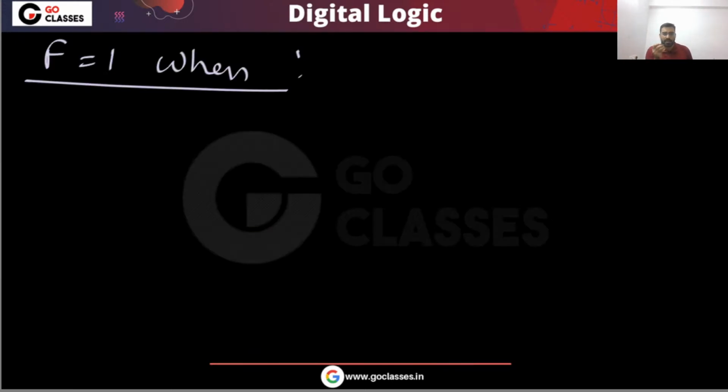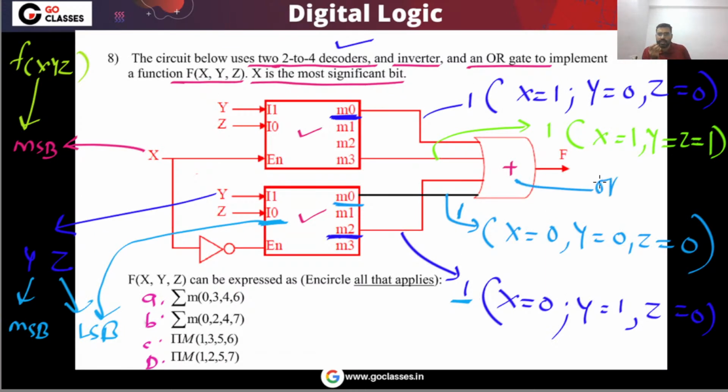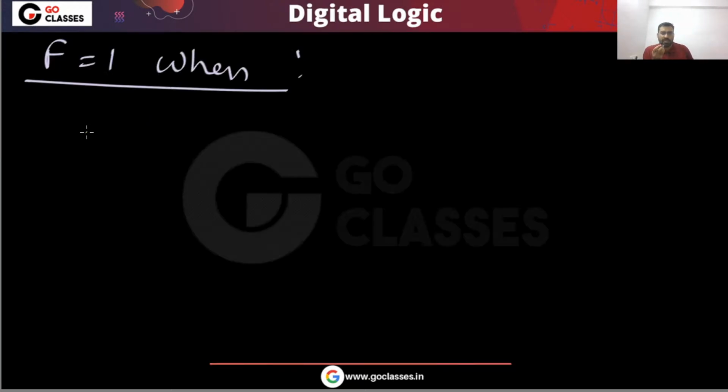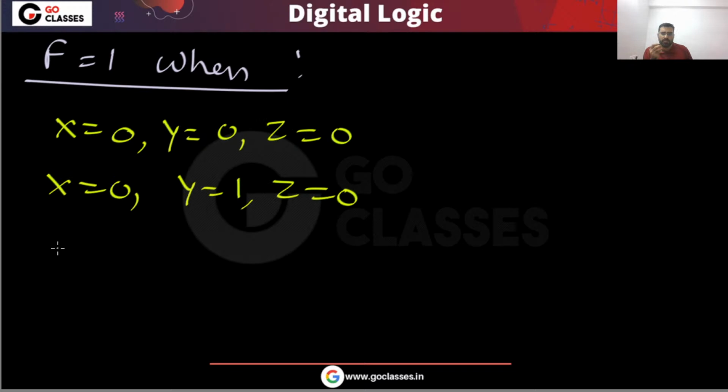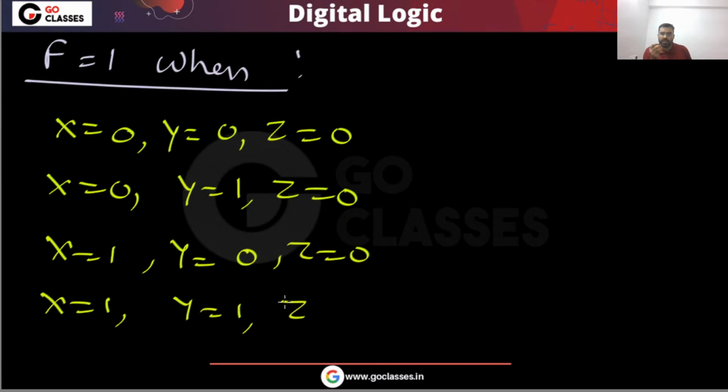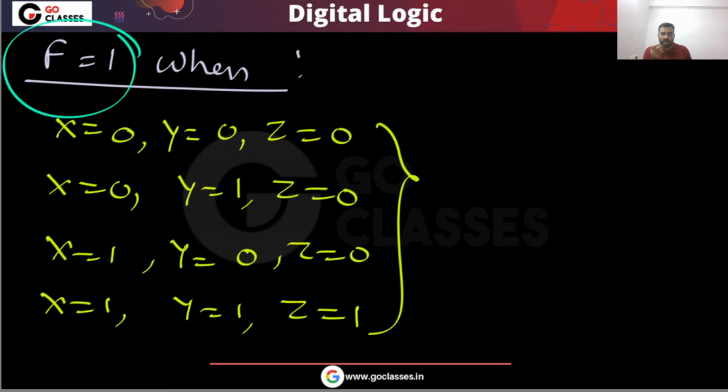So finally, remember this is your OR gate. So finally I can say that this f will be 1 in these situations: x0, y0, z0; x0, y1, z0; x1, y0, z0; and x1, y1, z1. So this output function f will be 1 in these situations.